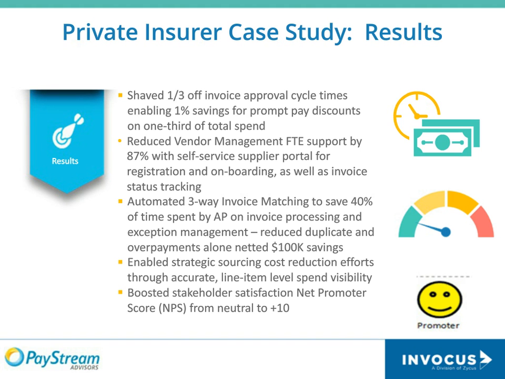And overall, the buying organization found that their internal customer satisfaction was enhanced significantly. So whereas taking a metric like a net promoter score that previously had been effectively neutral, they increased that net promoter score by 10 points, so moving it into the positive territory, really enhancing the overall image of the accounts payable and buying function for this insurance company.